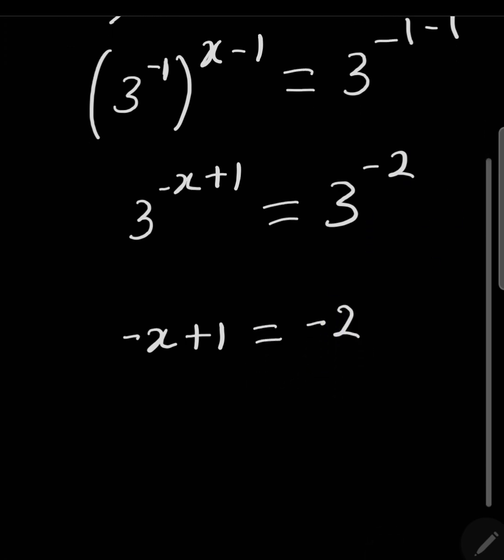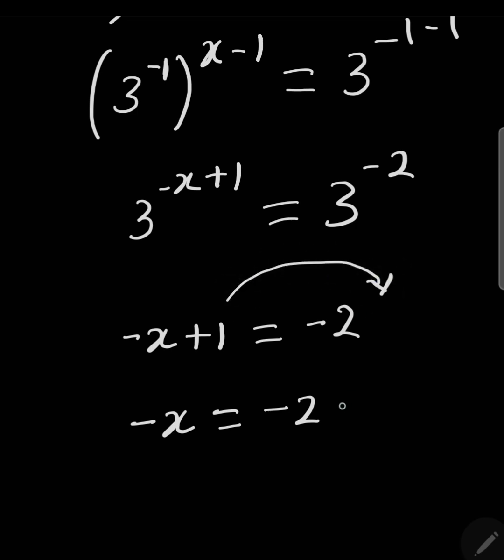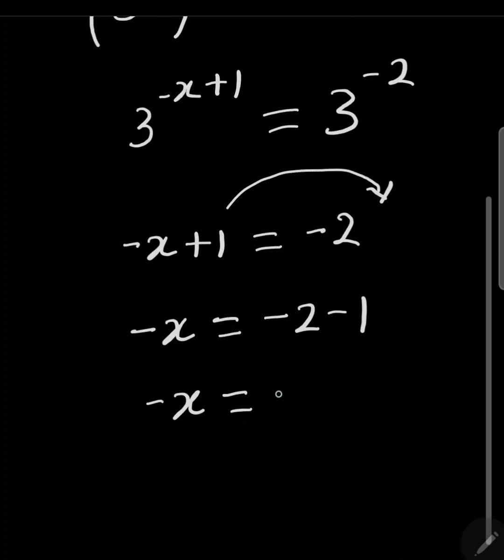Now we need to combine the like terms and get the value of x. So here we are going to have minus x, which is going to be equal to minus 2. So when we take this 1 to the right hand side, it becomes negative 1. So we have minus x is equal to minus 2 minus 1, which is going to give us minus 3. Now we have negative x is equal to negative 3, but what we are looking for is x.